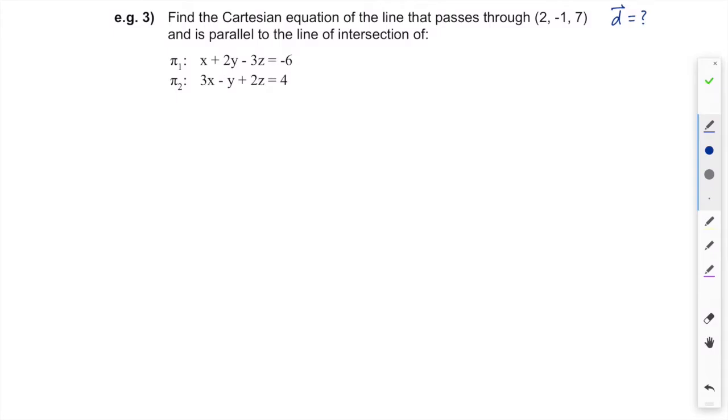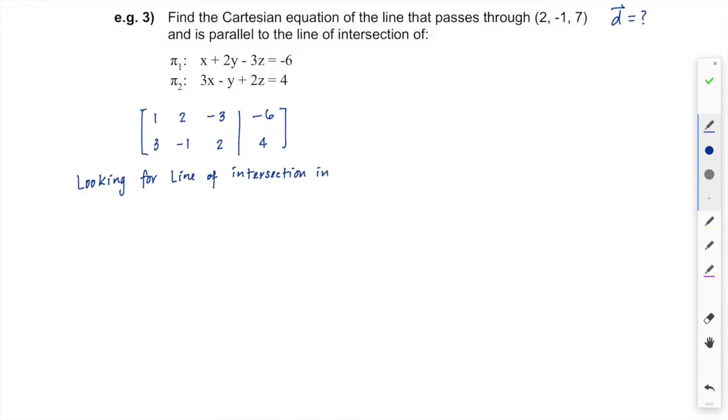In this example, I'm going to demonstrate how we can use matrices to solve for the line. We can find it in parametric form. So here we go. I have the rows 1, 2, -3, -6 and 3, -1, 2, 4. We're looking for the line of intersection in parametric form.